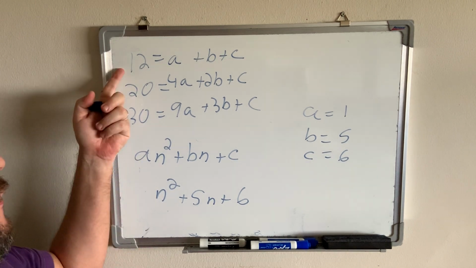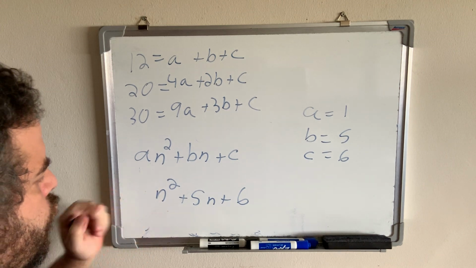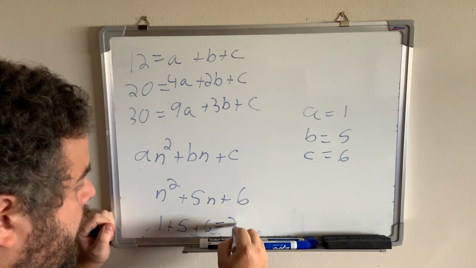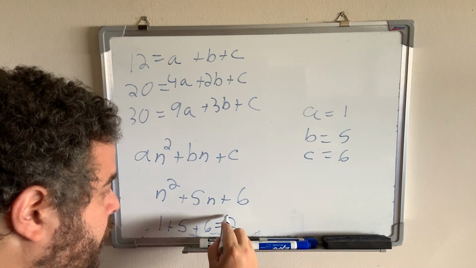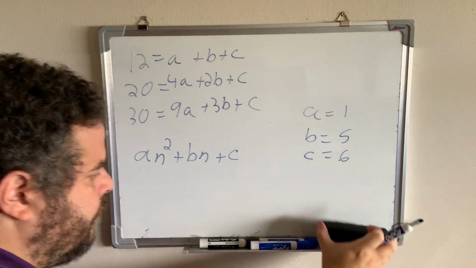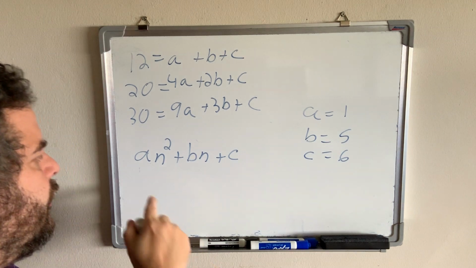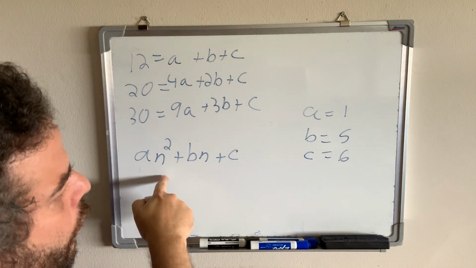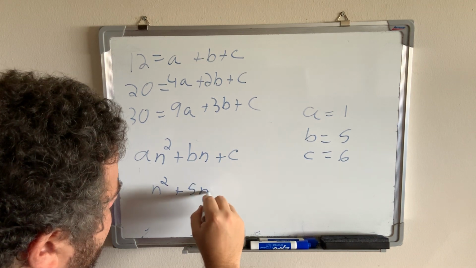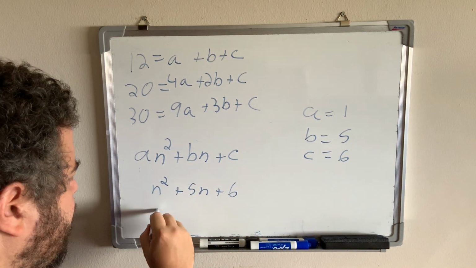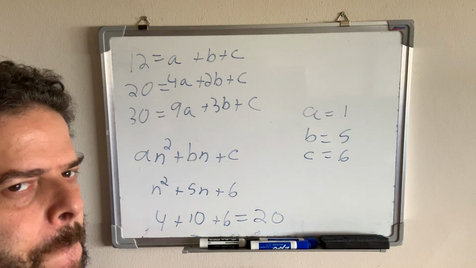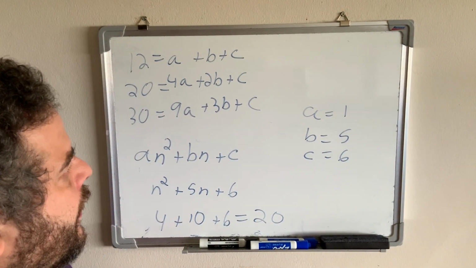Now let's see if we're correct. The first term is 12. 1 squared is 1, plus 5 times 1 is 5, plus 6. That gives me 12. Correct. Let's try the second term, which is 20. You don't have to confirm, but it's always nice. The formula is n squared plus 5n plus 6. The second term is 4 plus 10 plus 6. It's working! Magic! 20.